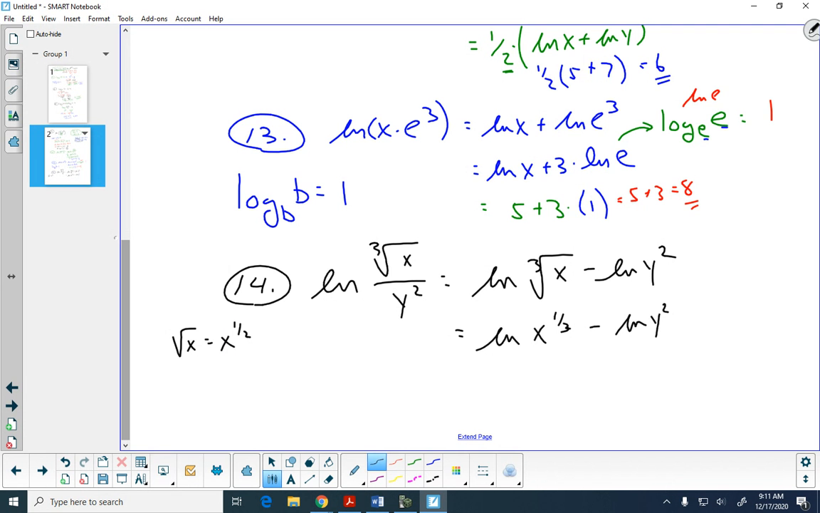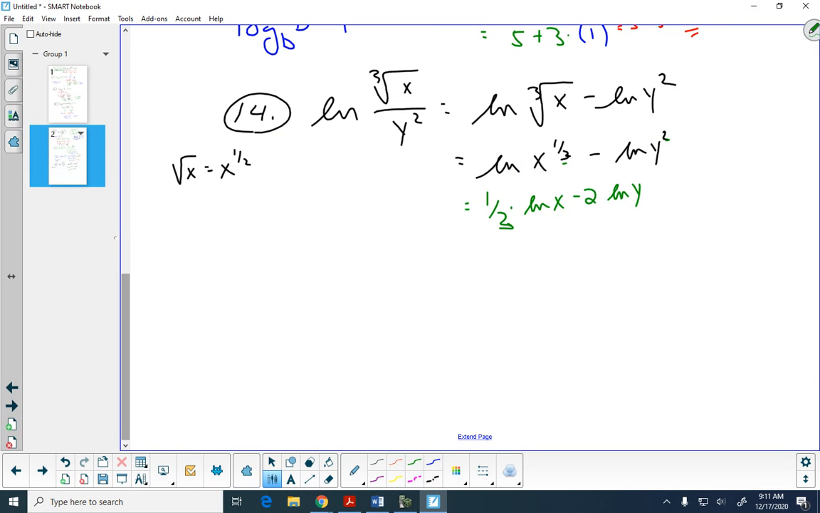What do we do with both of these exponents? What can we do with the exponents? What do we do with the exponents when we have a logarithm? Where can we move them to? Before, so then it would turn into multiplication. So we have 1/3 ln of x minus 2 ln of y.